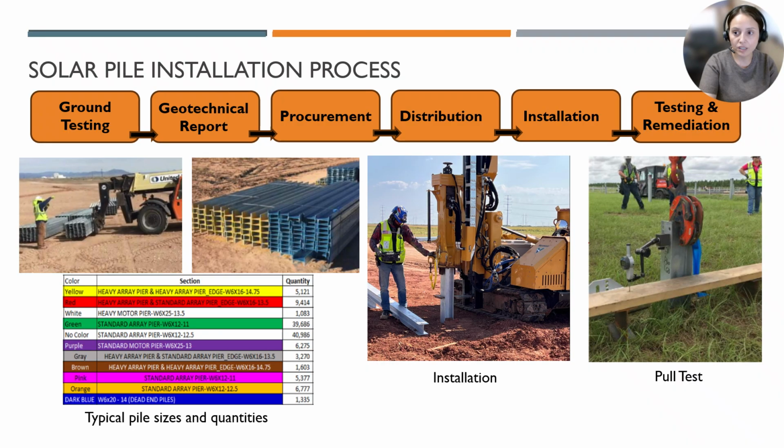Finally comes testing and remediation. Random piles are proof tested or pull tested to ensure they meet design capacity. If a pile fails the pull test, it has to be pulled out and reinstalled by casting in place with slurry, even if it wasn't originally installed that way. For remediation, common fixes include cut and weld or push and pull alignment repairs to correct piles that are out of tolerances. These steps ensure that by the time racking is installed, every pile on the ground is structurally sound and compliant.